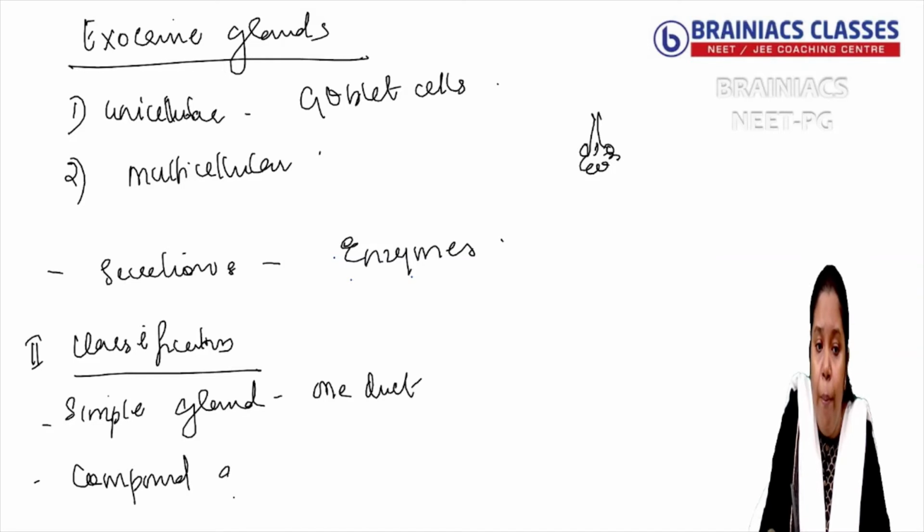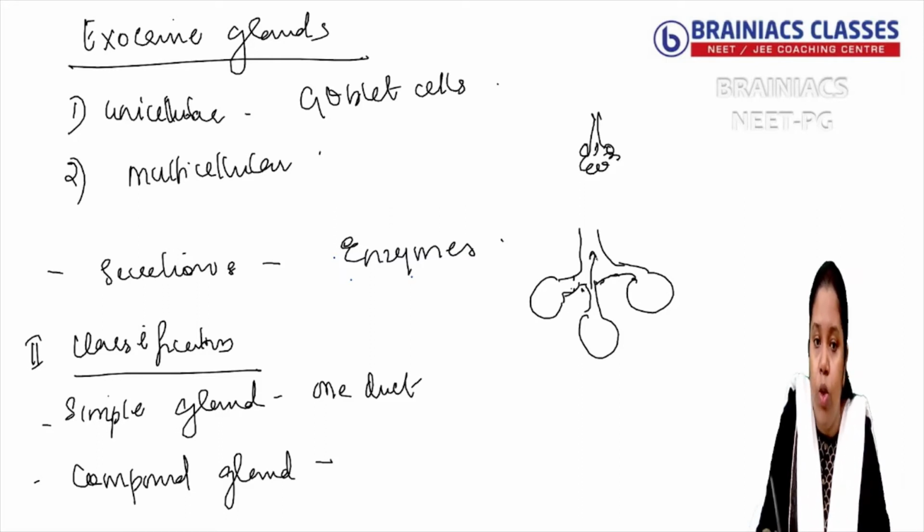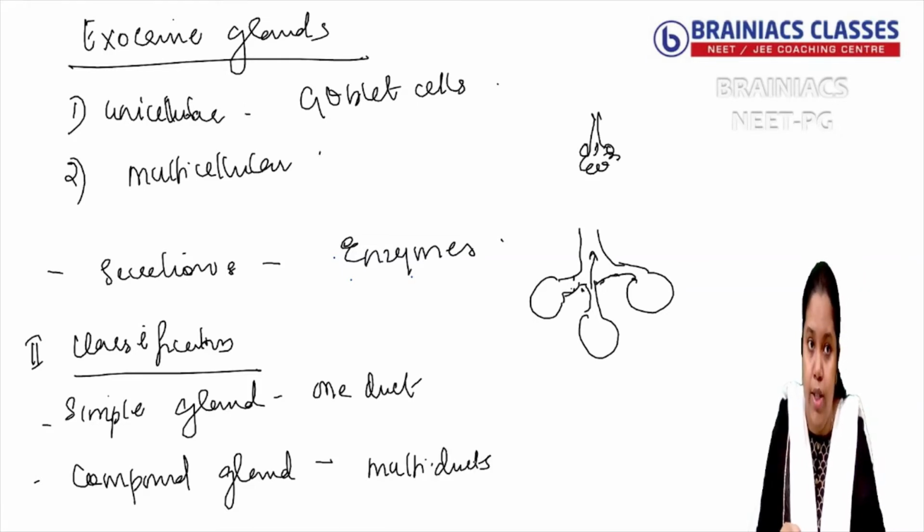What do you mean by compound gland? Compound gland means there will be a group of cells which will release its secretion into one duct, another group of cells which will release its secretion to another duct, another group of cells which will release its secretion to another duct, and all these ducts will join together to form a major duct. Okay, so there will be multiple ducts. Such types of glands are called compound glands. Okay, so this is the introduction about exocrine glands.